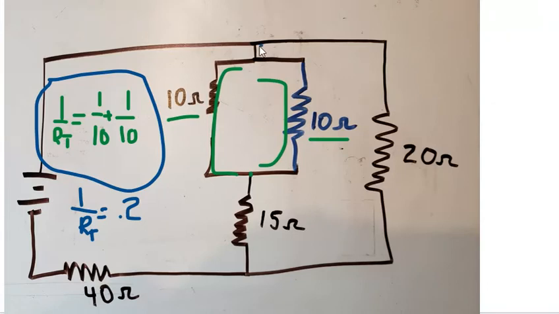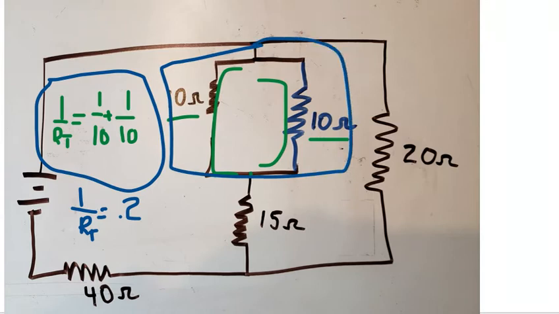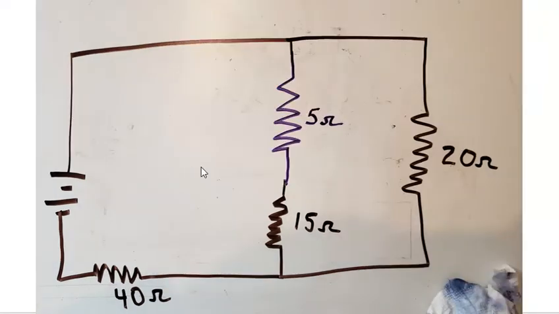So when I combine these two in parallel, I get one that is 5 right here. So this one replaces those two. Or really, we could say this one replaces all 3 of them, right? Because first I combine a 7 and a 3 into 10, and then I put 10 in parallel with 10, and I combine all that, I get 5 ohms.